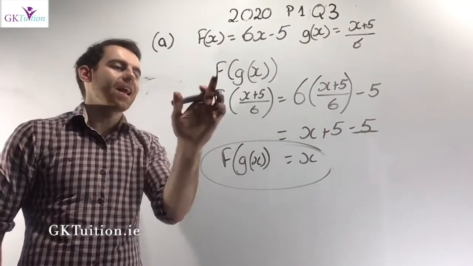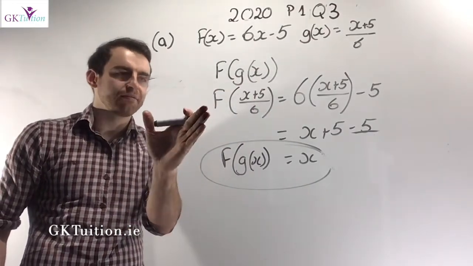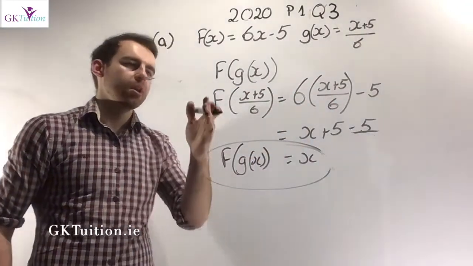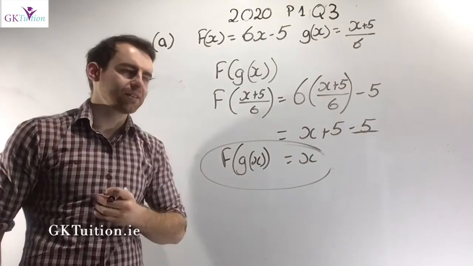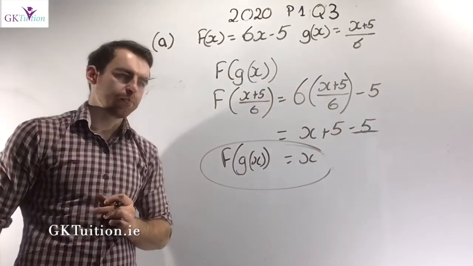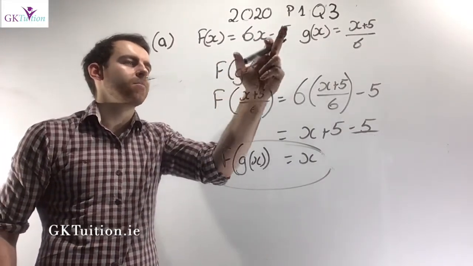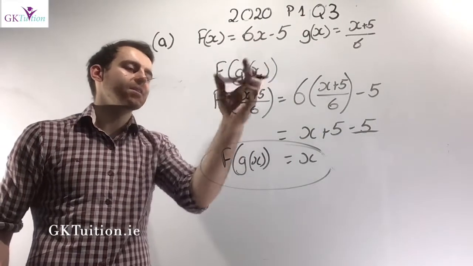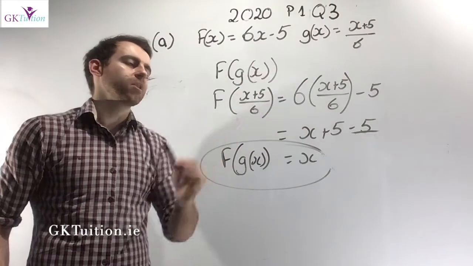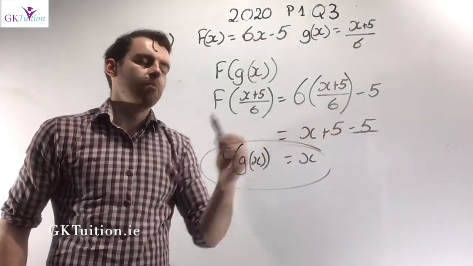So I've been asked to get f of g of x. Ultimately, I'm subbing into the function for f. But g of x is x plus 5 over 6. So if I'm looking for f of g of x, that means I'm looking for f of x plus 5 over 6. So I'm looking at the function f, which is 6 times x minus 5. But instead of an x, I'm going to sub in x plus 5 over 6. And the function 6x minus 5 is going to become 6 times x plus 5 over 6 minus 5.